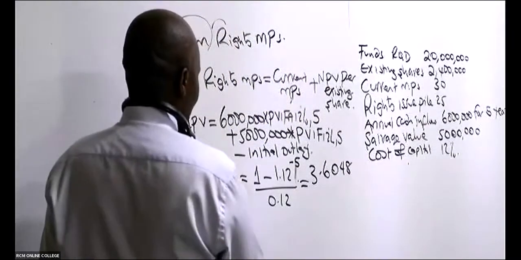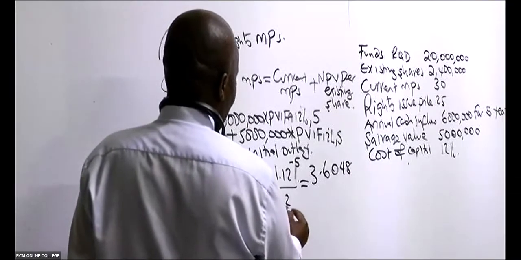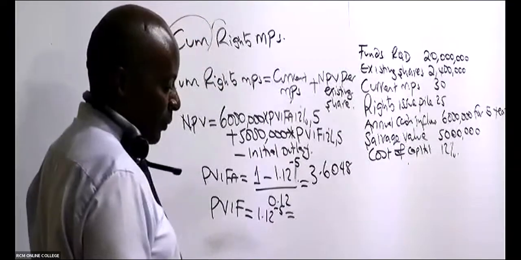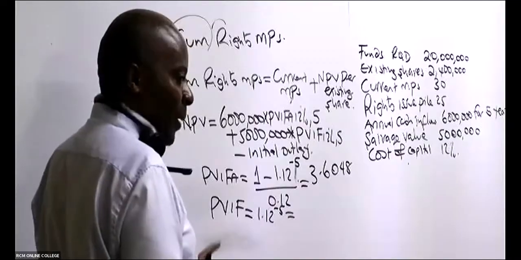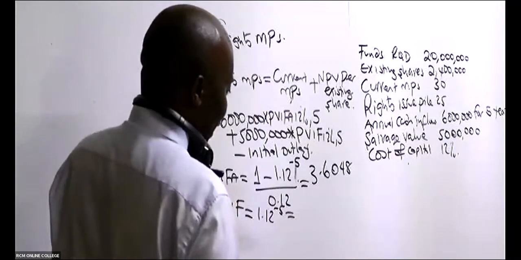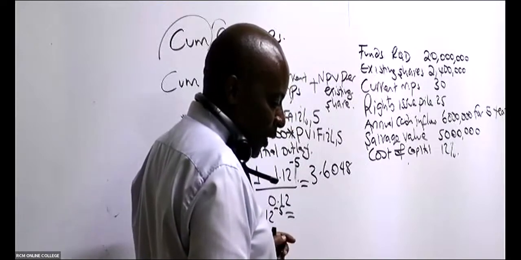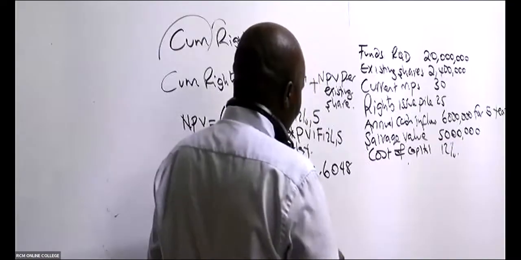How about PVIF? So PVIF, if you remember the formula, it will be 1 plus R raised to negative n. So 1.12 raised to negative 5. Thanks, Peggy. Thanks, Jane. Thanks, Margaret. 5674.